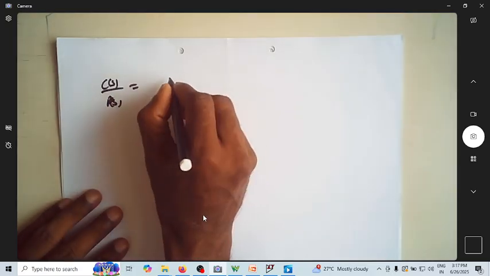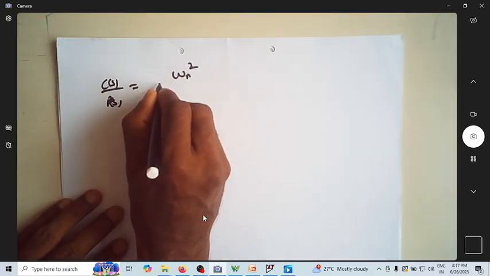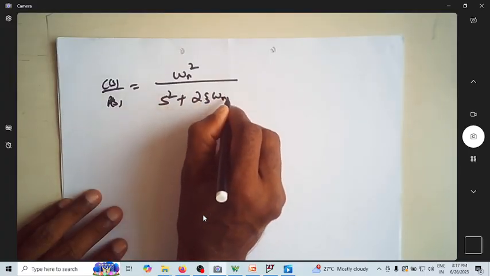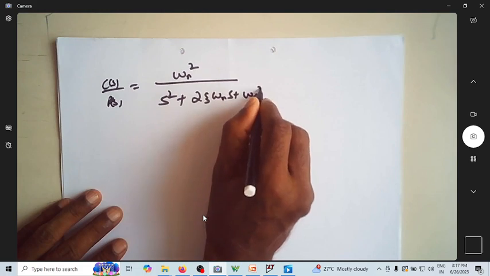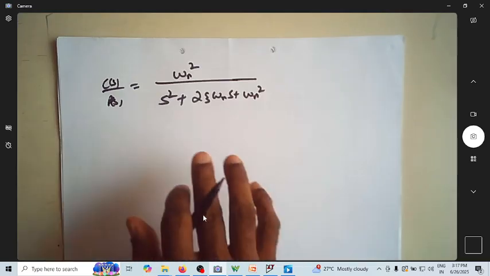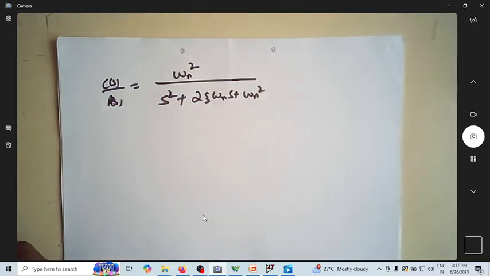So we know that for a second order system, C(s) by R(s), in general representation, we write it as omega n square over s square plus 2 zeta omega n s plus omega n square. By this time you already know what is omega n, what is zeta, all those things. I will not go into the details of that.